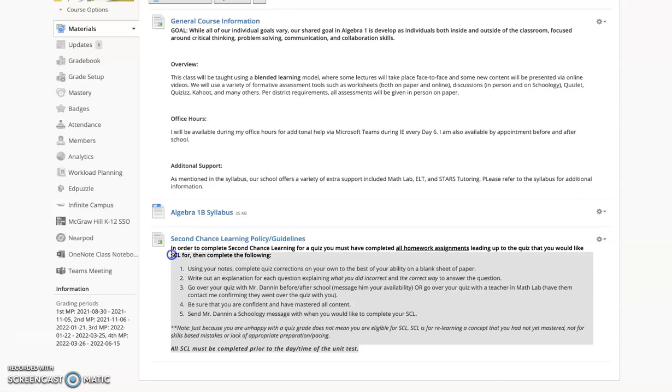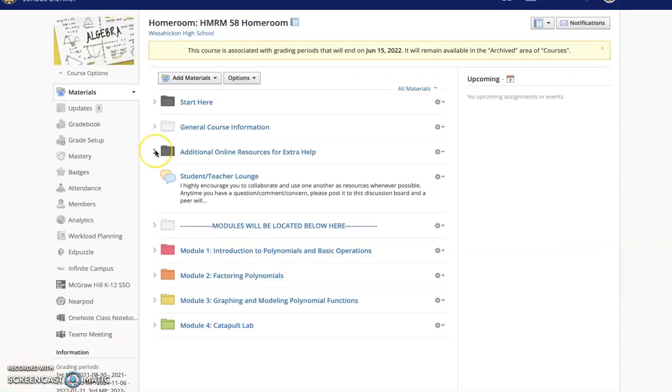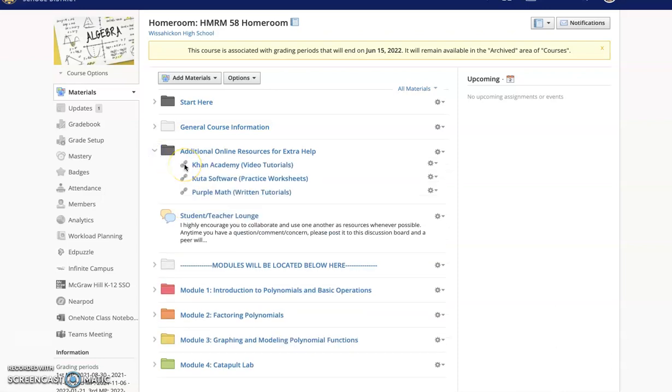Course outcomes are communicated via the syllabus, but also laid out in each individual module that we work through throughout the year. We know that all students learn in different ways. This becomes particularly evident in a blended learning model. In my additional online resources for extra help section, although students will now be able to move at their own pace and much of the content will be naturally differentiated, extra help is always useful. This additional help section will continue to be populated throughout the year with many content-specific tools. However, the three consistents, which can be seen here, Khan Academy, Kuta Software, and Purple Math, provide help in different ways: videos, worksheets, and written tutorials, respectively.